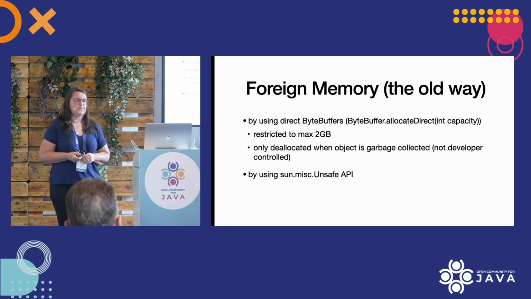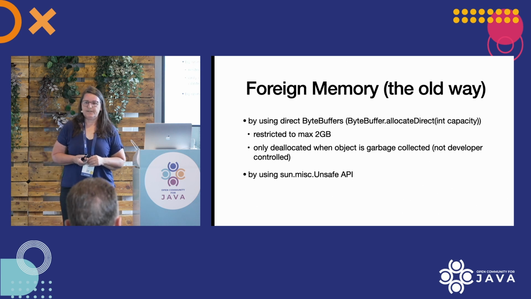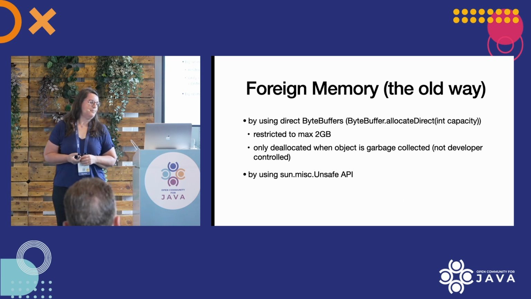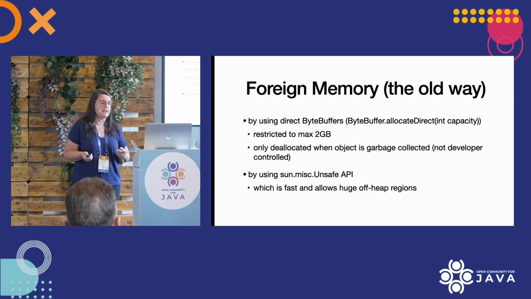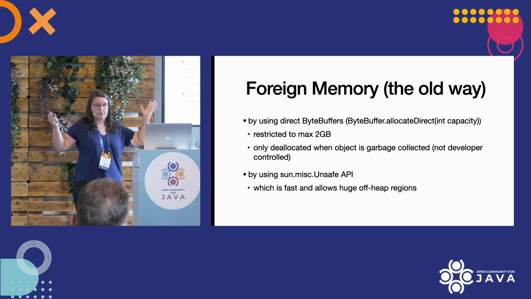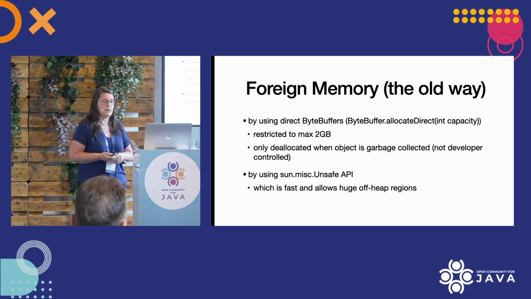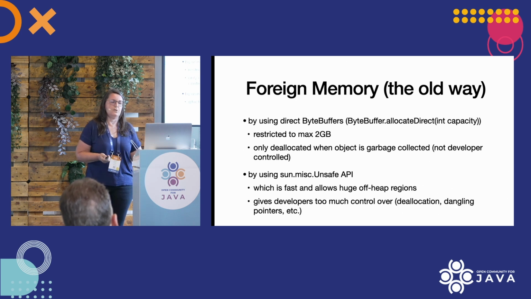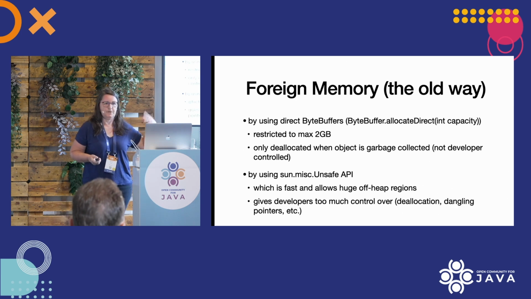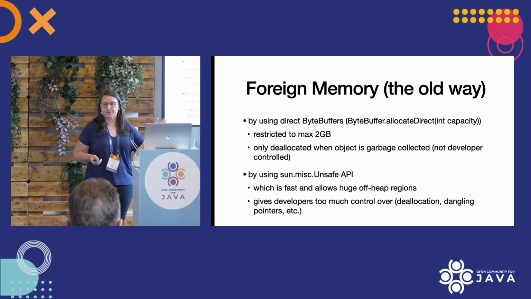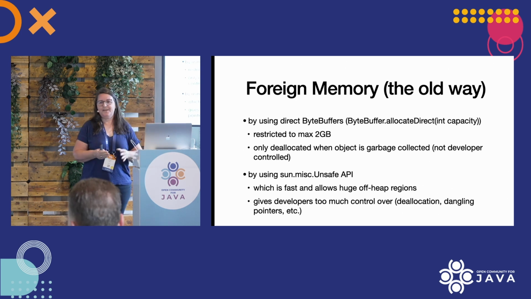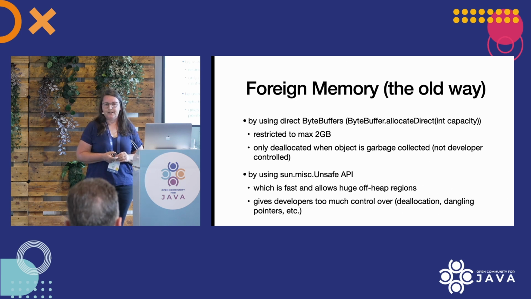Or you could use the Unsafe API, and as the name already says, unsafe, better don't use it. But with Unsafe, you can allocate huge off-heap memory regions, but it also gives you almost too much control over this memory. You really have to take care of the allocation, and you have to take care of dangling pointers maybe, so you really have to know your way when you want to use Unsafe. Yes, but rather not use it.